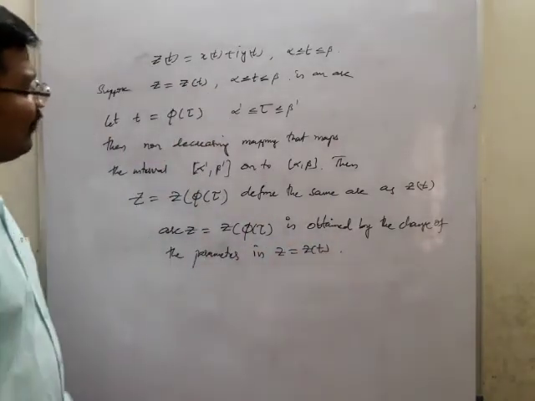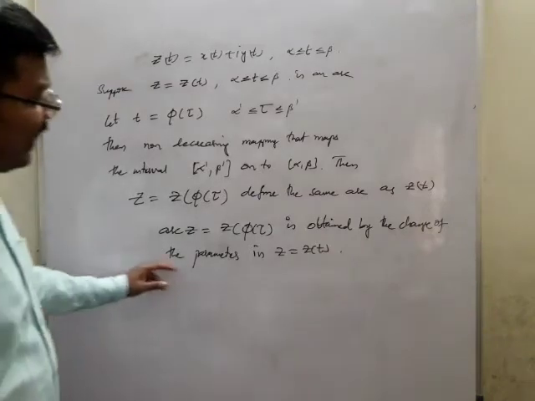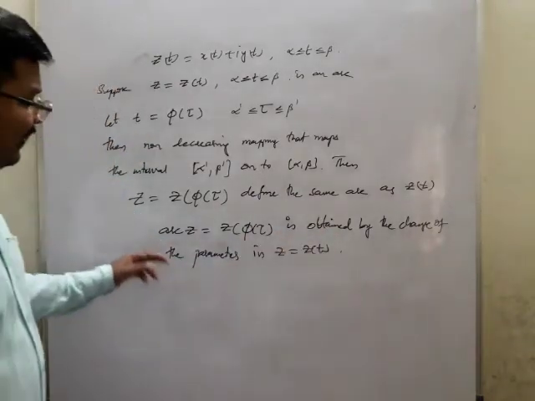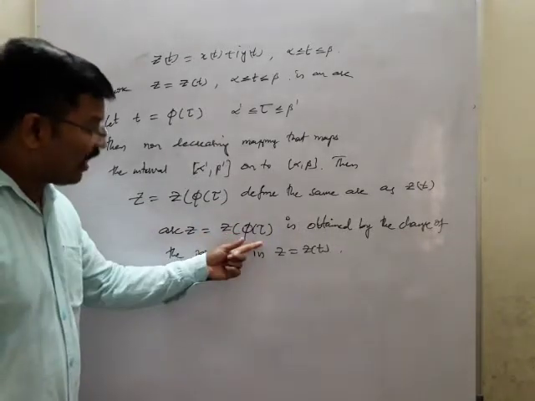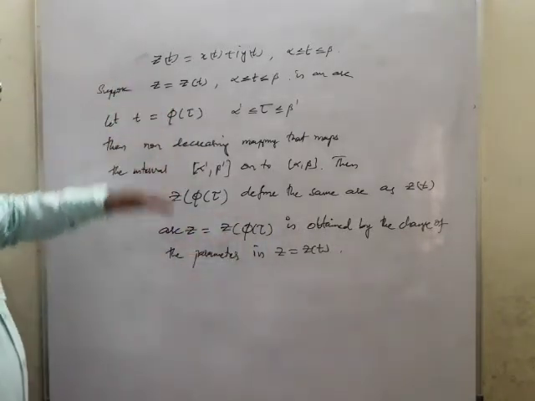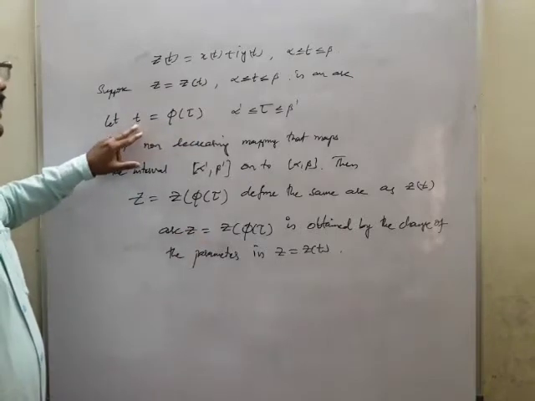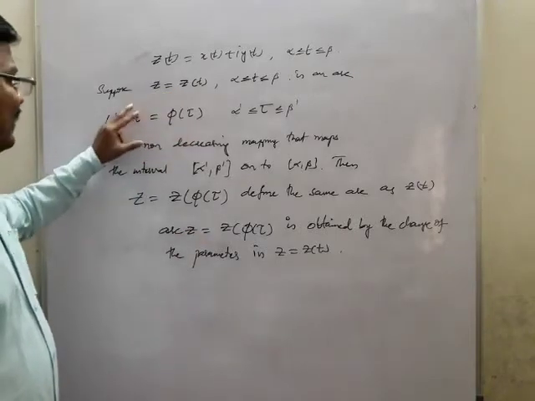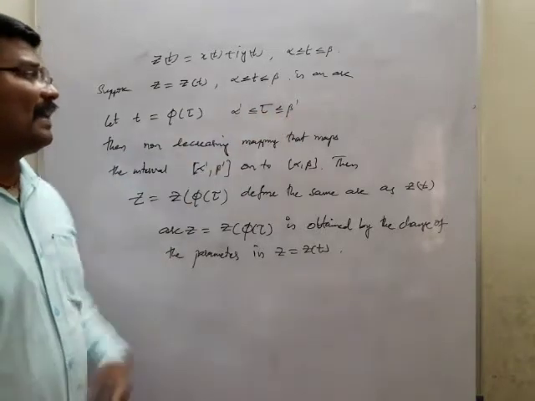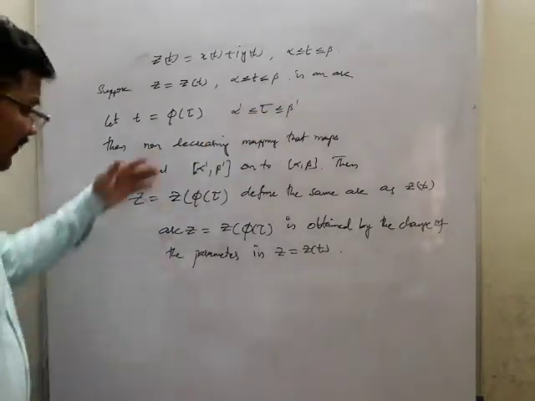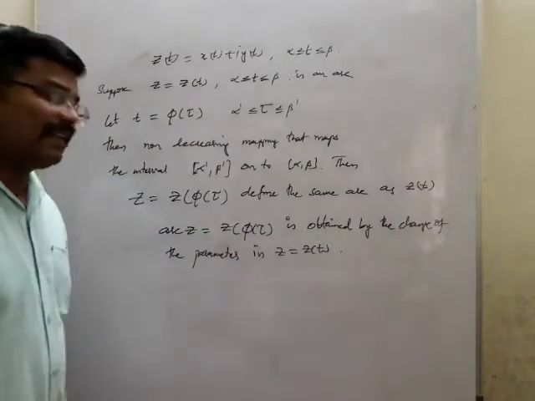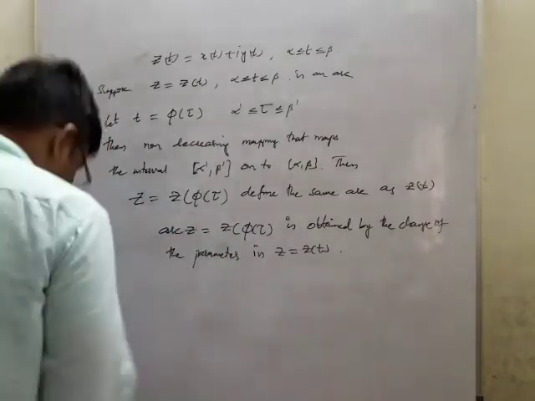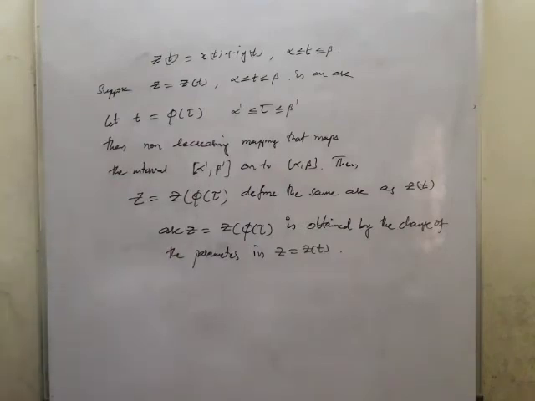So this is nothing but a change of the parameter, such that whenever the changes are there, we can say that z of phi of tau can be taken in this form. If t is phi of tau, where t changes from alpha to beta, and tau from alpha dash to beta dash, then z of phi of tau is a change of the parameter in z is equal to z of t. This is another important point.